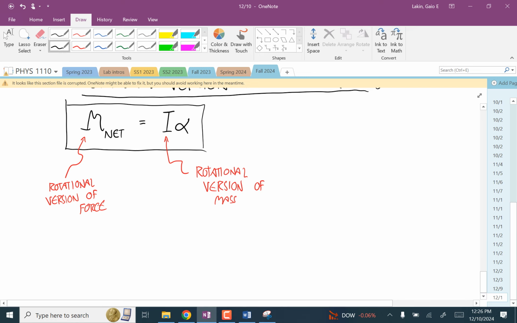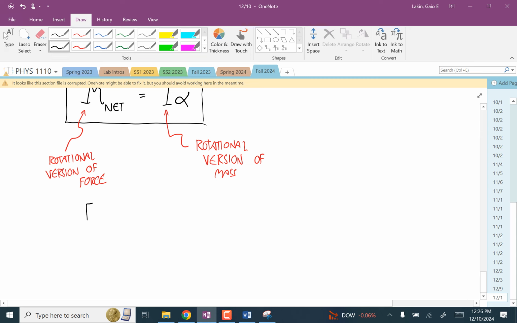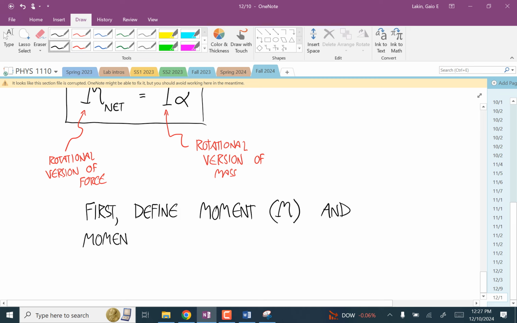Before we can use this, I have to define these two things that we haven't defined yet. So first I have to define the moment, that's M, and the moment of inertia. That's capital I.